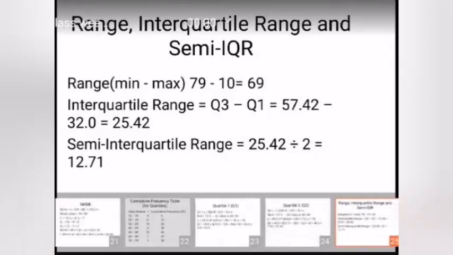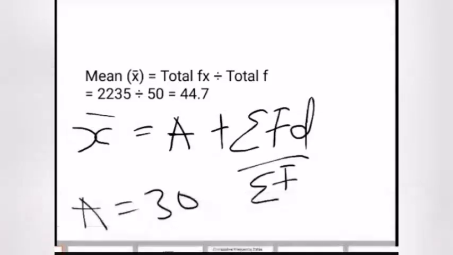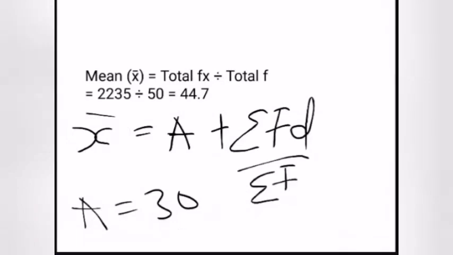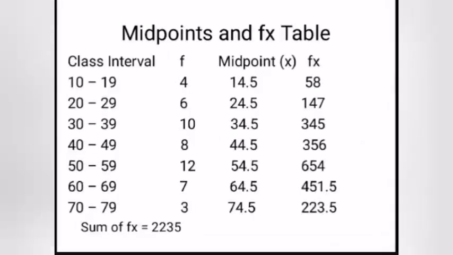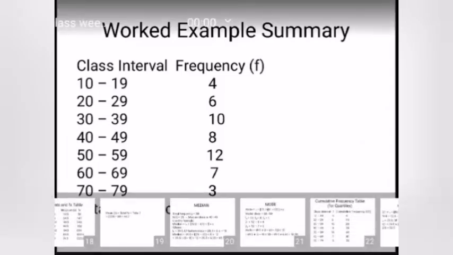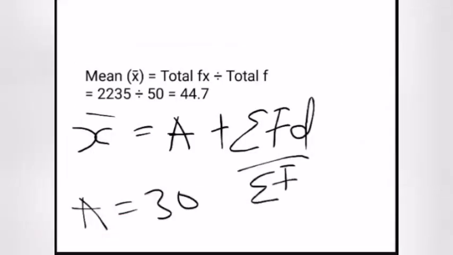So going back to your mean formula using assumed mean, we've gotten summation FD. Then remember I said summation F is the same thing as N, and summation F is 50. So you have 30 plus, sorry, you have 30 plus, for instance, after adding everything, we had 20.